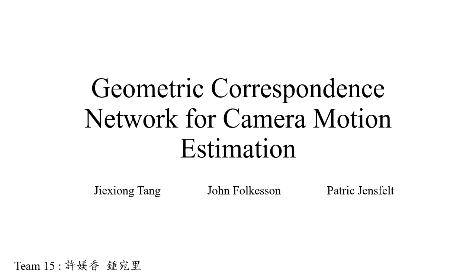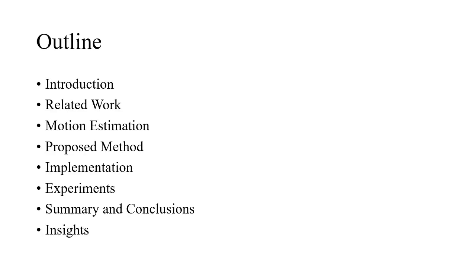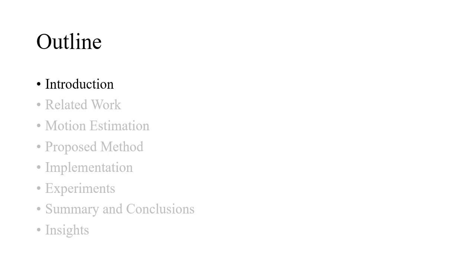This is our Team 15 paper presentation, and the paper is called Geometric Correspondence Network for Camera Motion Estimation. Based on the paper, this is the outline of today's presentation. Okay, now let's start with the introduction.